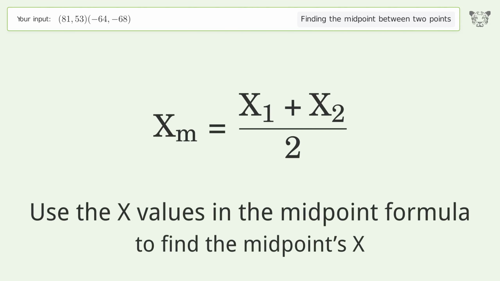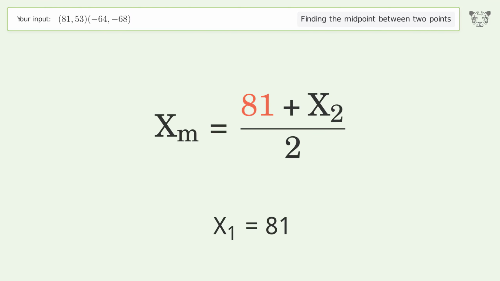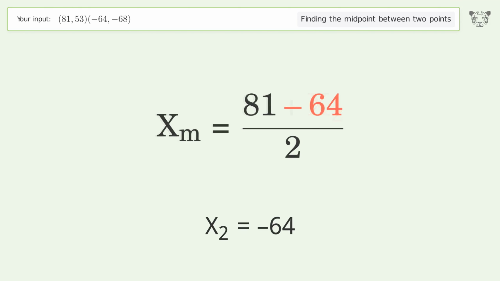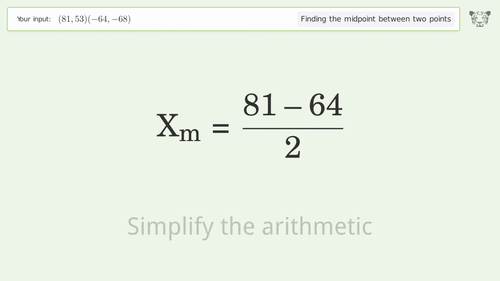Use the x values in the midpoint formula to find the midpoint's x. x1 equals 81. x2 equals negative 64. Simplify the arithmetic.